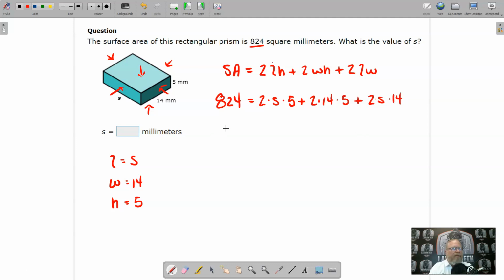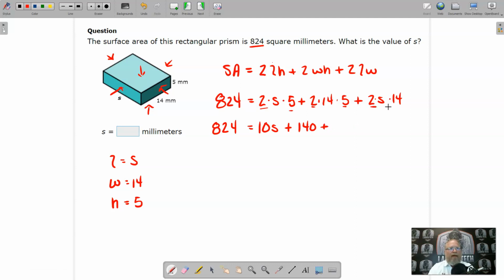And let's see what we get. So I have 824, and I have 2 times S times 5. Well, I can do the 2 times 5 and get 10, and that's going to be 10S. The S is still there. I'm going to add that to 2 times 5 is 10, times 14 is going to be 140. So I end up with a constant there, no variable.